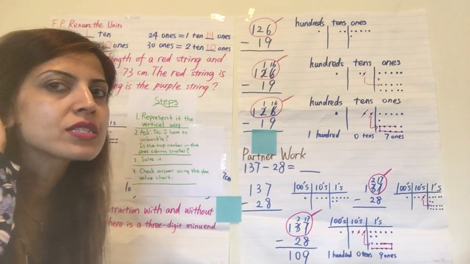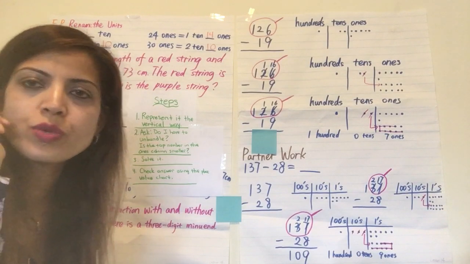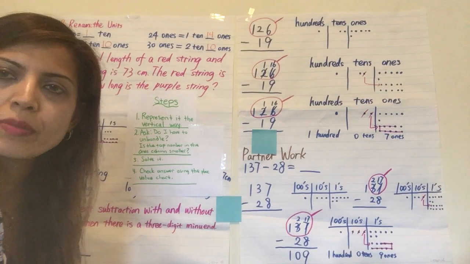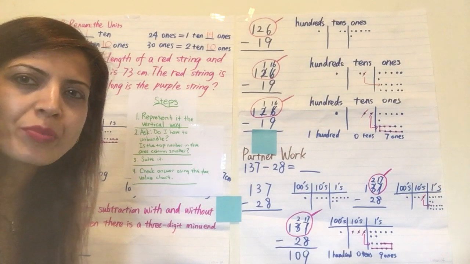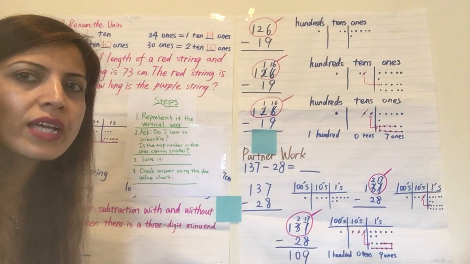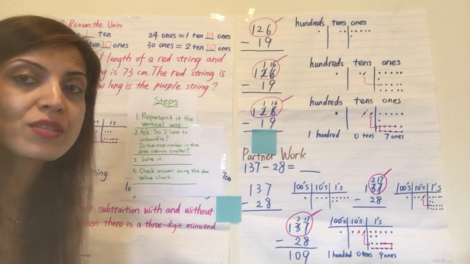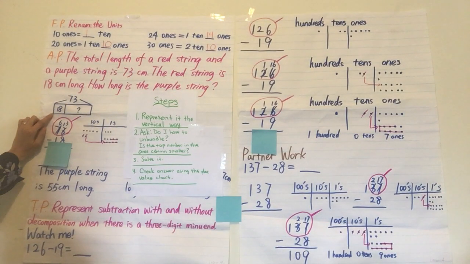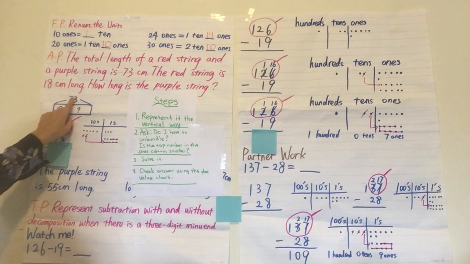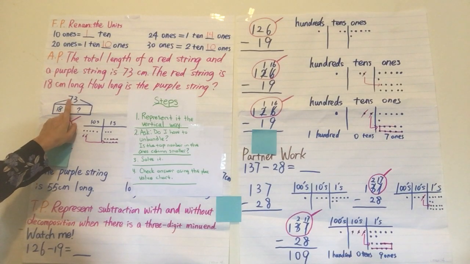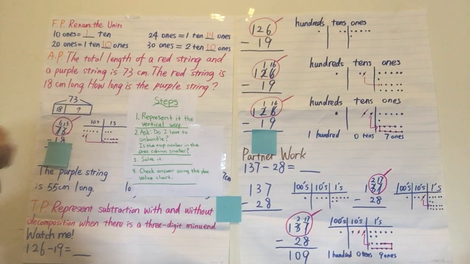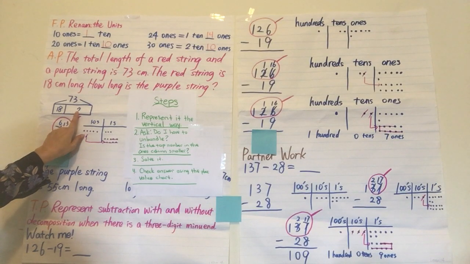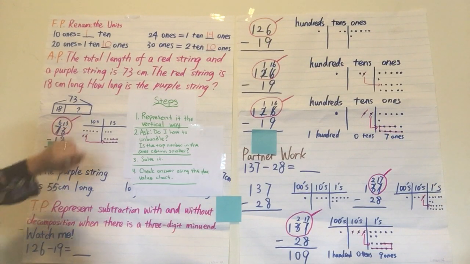A technique that I discussed with my class is that usually when there's a missing number, one way to look at this is by subtracting, right? Here we represented it with a tape diagram. You'll notice that we have 73 as a total, representing the length of the red and the purple string. Then you have the red string with 18, and we do not know how long the purple string is.